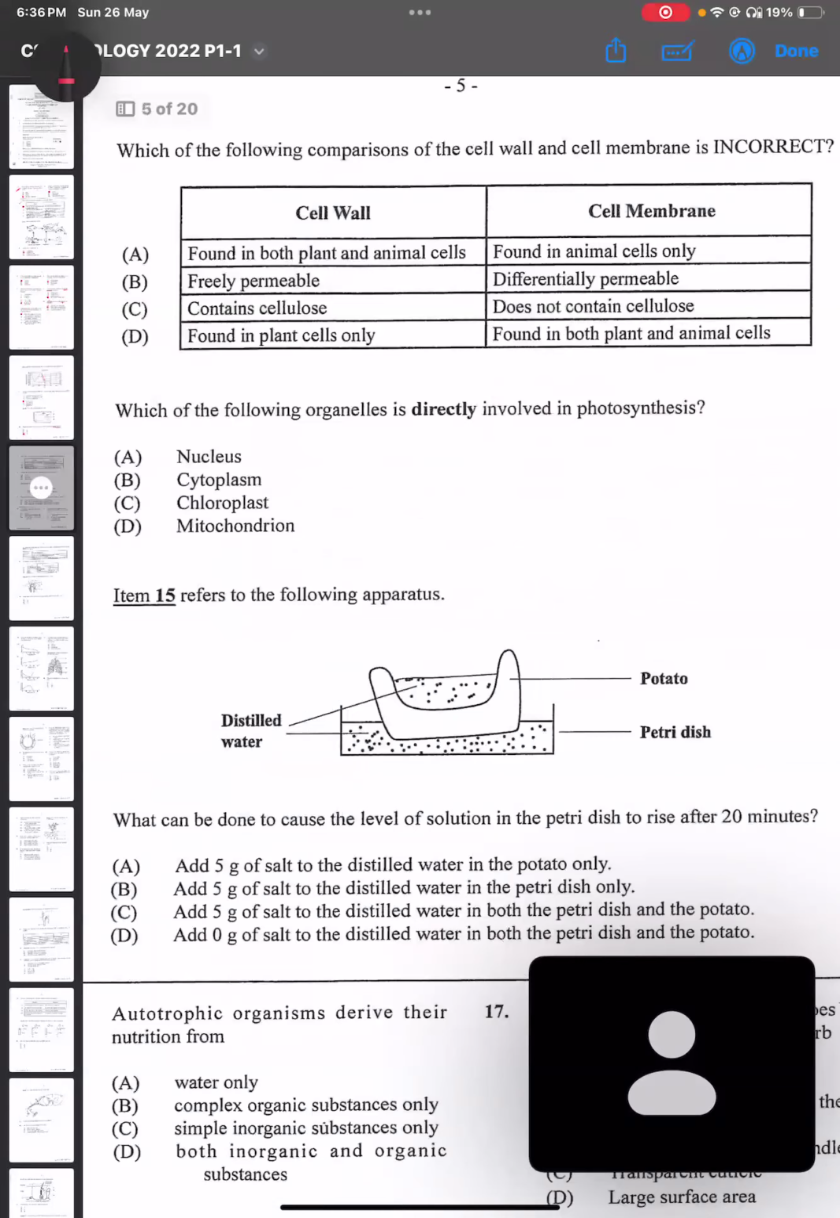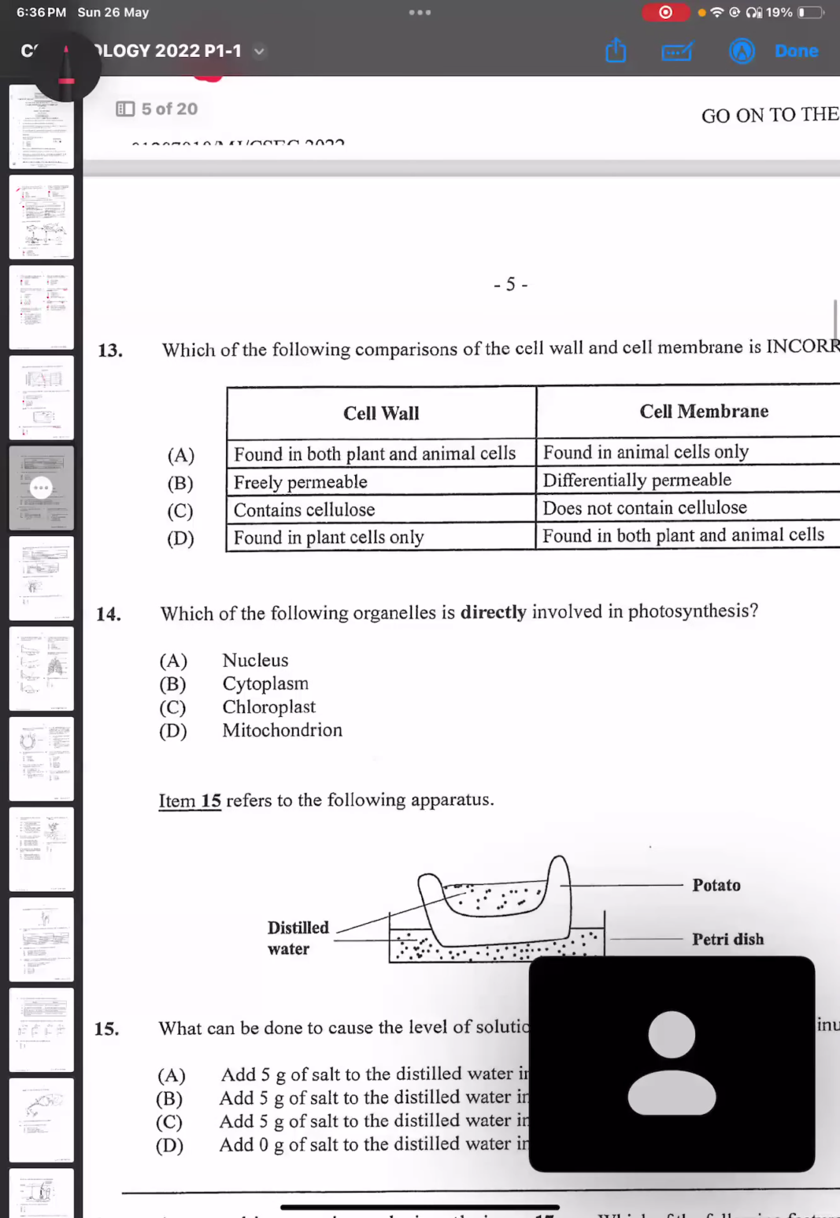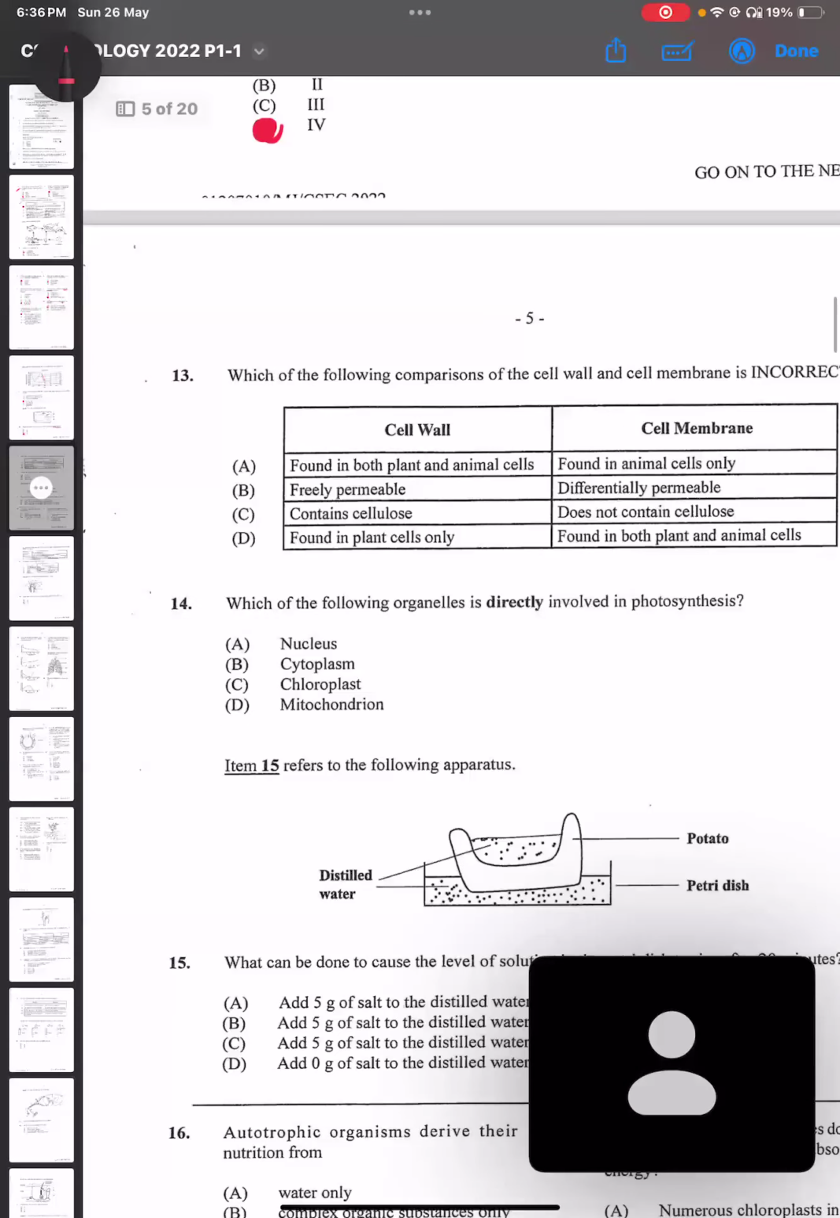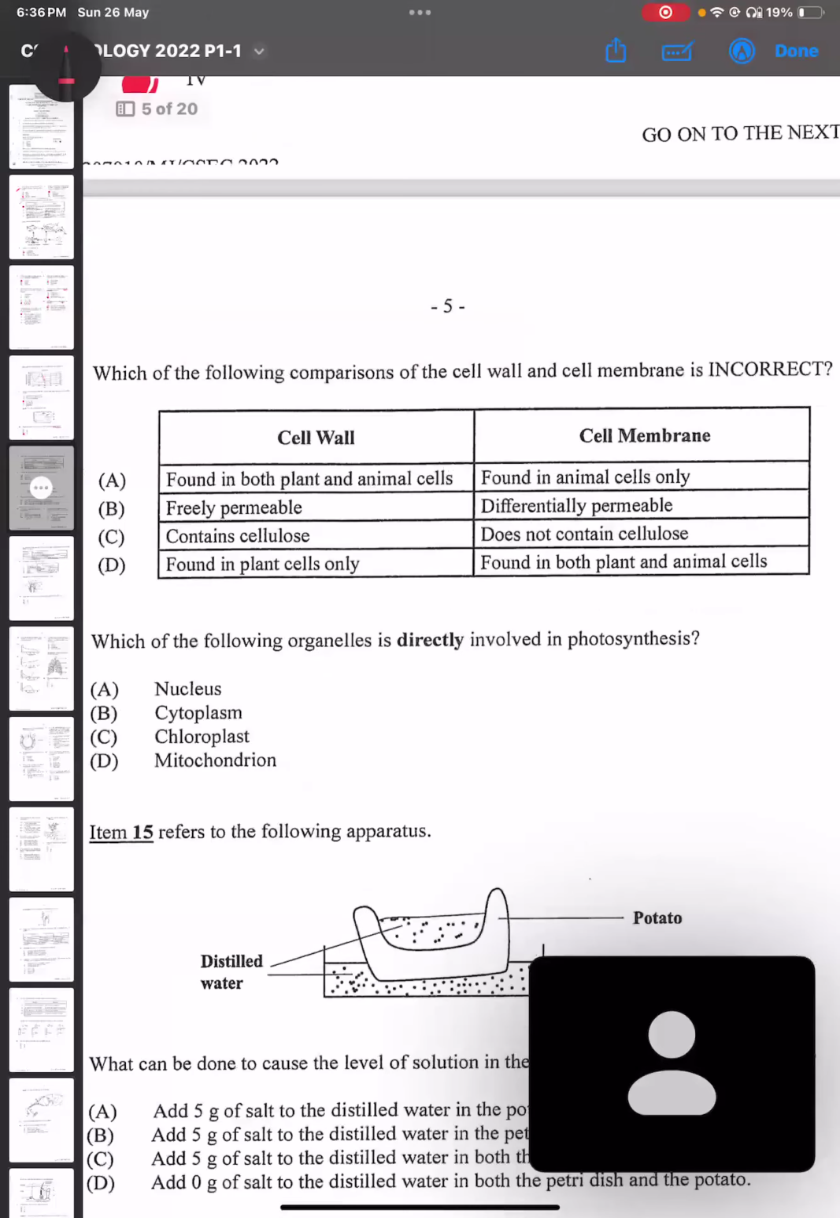13, we know the answer to question 13. It says, which of the following is incorrect. We know it has to be A, because it says cell wall is found in both plant and animal cells. And we know that that's not how it goes. We know that it is found in plant cells only.